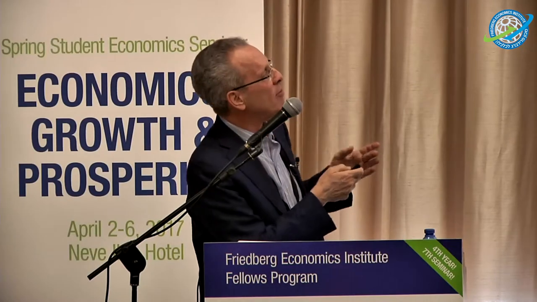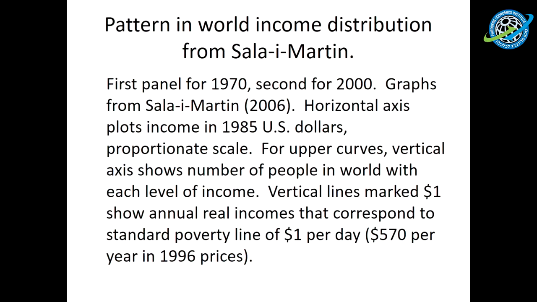So I wanted to talk about this important work from Sally Martin, who I already mentioned once before, in terms of looking at world income distribution. So this paper now is about 10 years old, and it's had a lot of follow-on research related to it. So this relates to this property that I focused on before. I mentioned if you look across countries, the dispersion of per capita GDP increased a lot over 50 years.